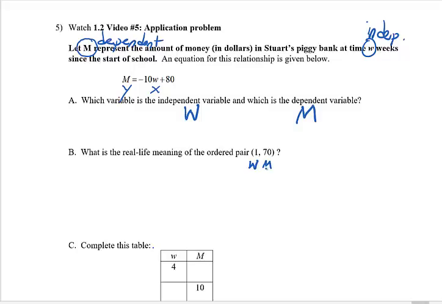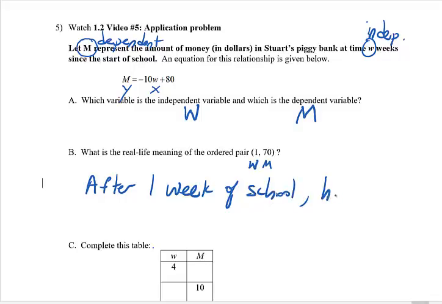So if I want to give a real-life meaning, we're simply saying after 1 week of school, he has $70 in his bank.